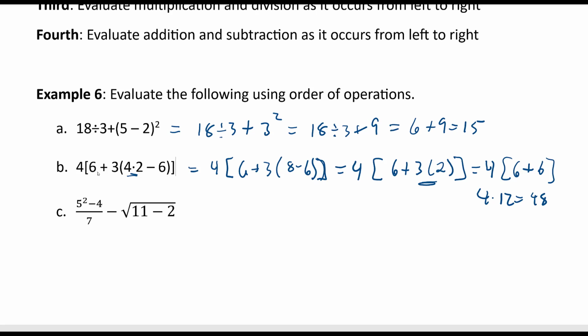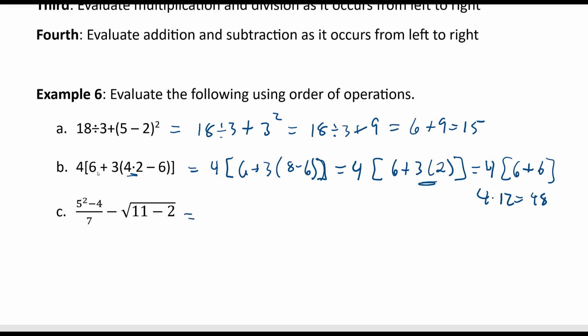And then this last one here, we have 5 squared minus 4 over 7 minus the square root of 11 minus 2. So I'd consider this in parentheses because it's under a radical, so it's that raised to a power, power of 1/2. And then I consider this numerator kind of in parentheses because it's separated by that fraction bar.